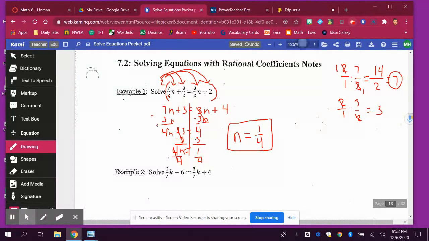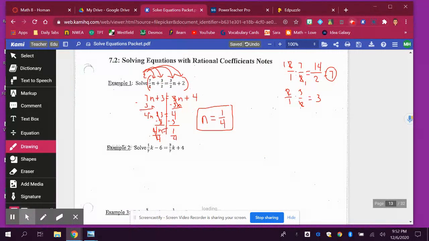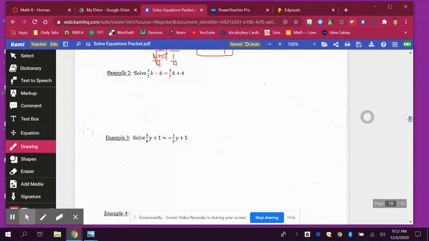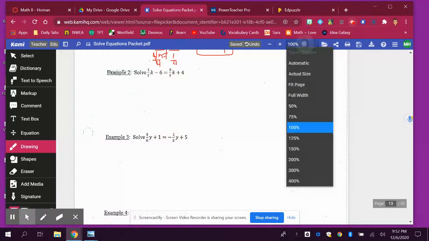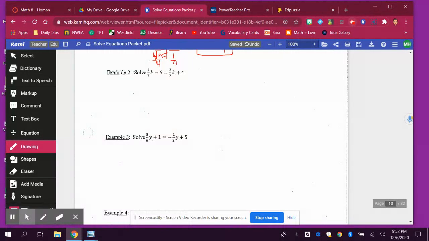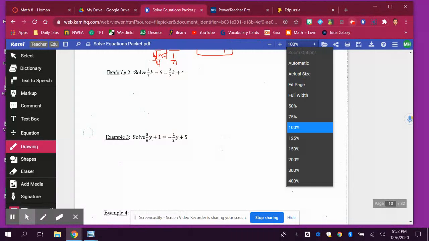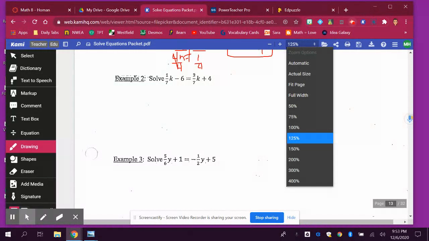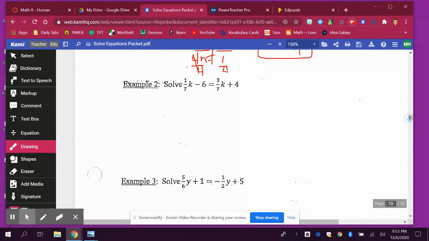All right, so our next example, let me make this a little smaller so I can scroll. Our next example is the same type of thing. We are going to multiply to get rid of that denominator. Make it easier on yourself to get rid of those denominators. We could solve with the fractions, but it's so much easier if you just get rid of that fraction.